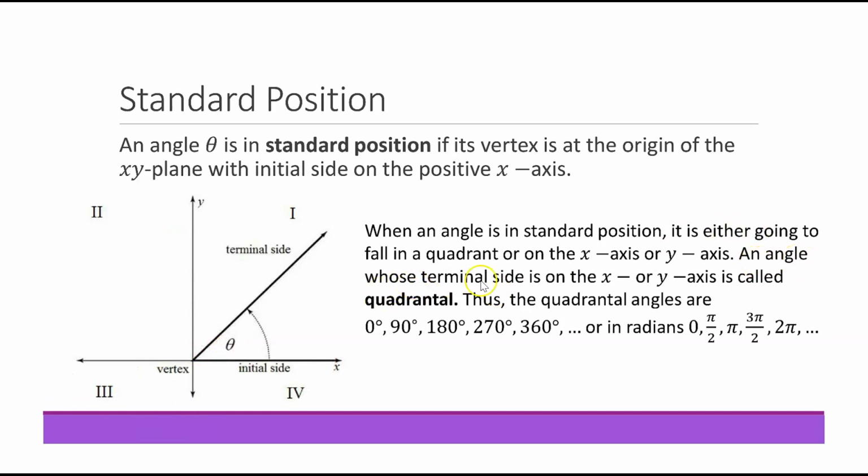Now, an angle whose terminal side is on the x or y axis is called quadrantal. So thus the quadrantal angles are 0 degrees, 90 degrees, 180 degrees, 270 degrees. So I'm adding 90 degrees over and over again to get to the x or y axis. In radians, that would be 0, pi over 2, pi, 3 pi over 2, 2 pi, going around to those different x or y axis locations.